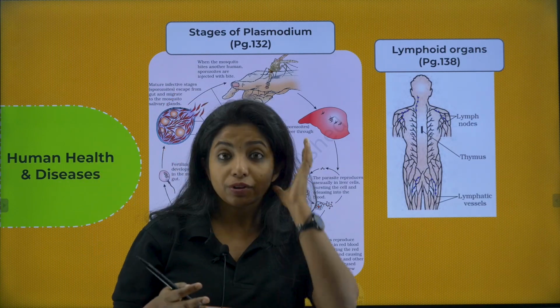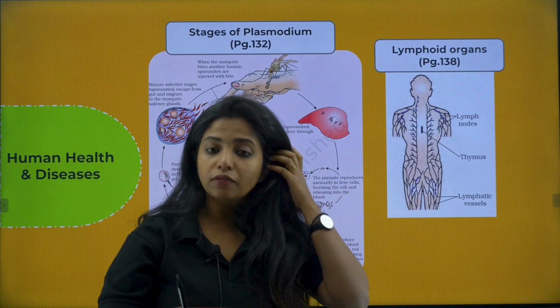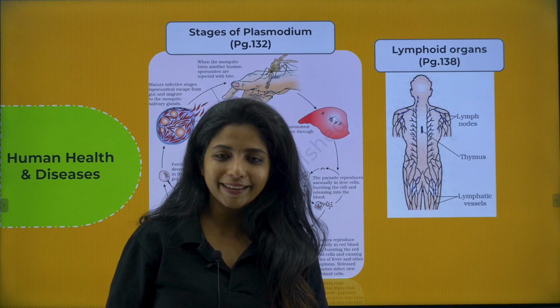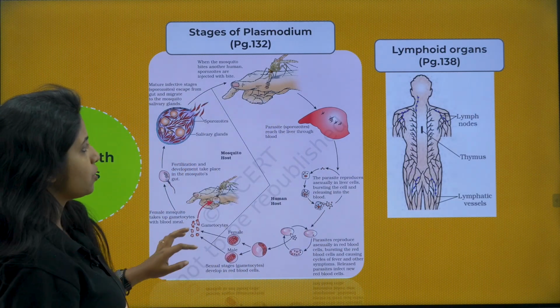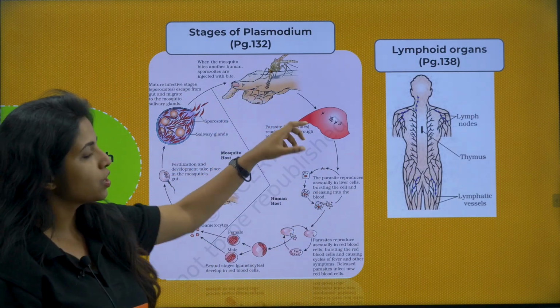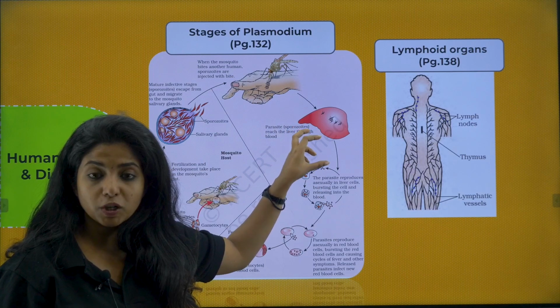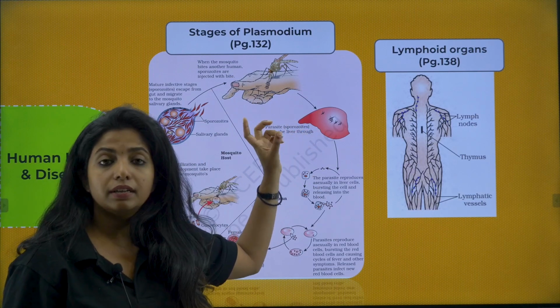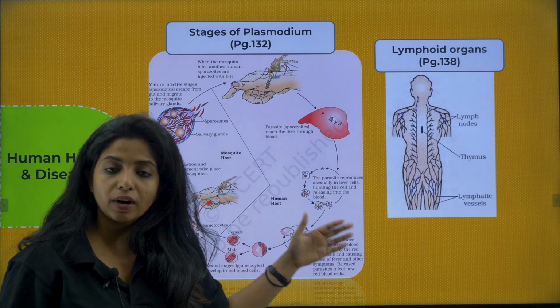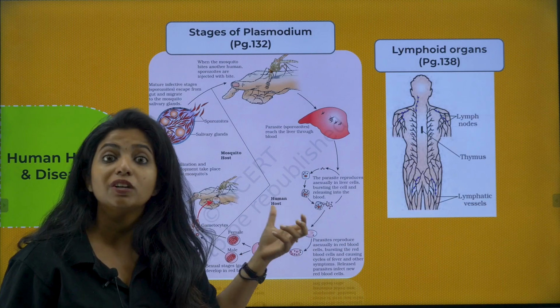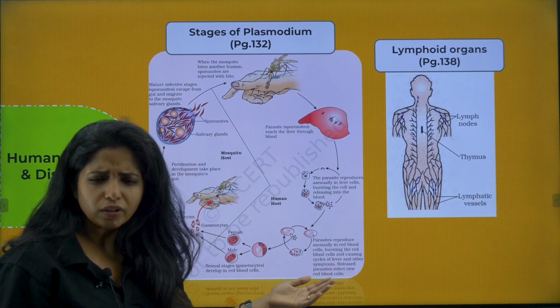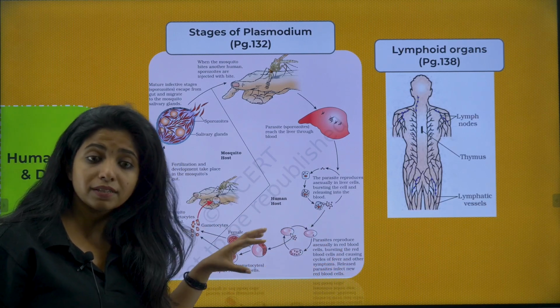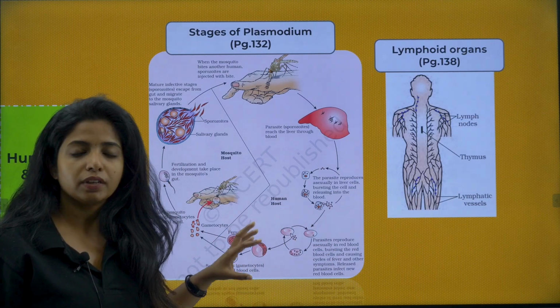Now, that is an important question for 3 marker as well as 5 marker as well. Okay. So, that is on 138 page number. Here all the stages, that is, where does it come and affect first? Plasmodium, it will affect your liver first, and then it will go affect your RBC. In the RBC, they form gametocytes. Okay. So, all the small information. Do they form gametes in human body? They do not form gametes in the human body.